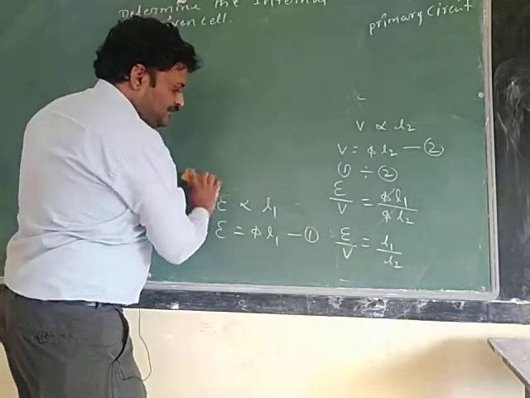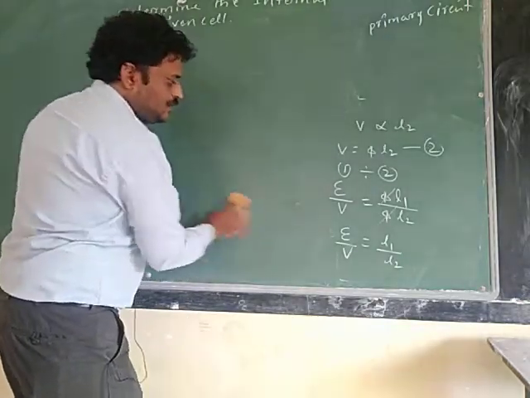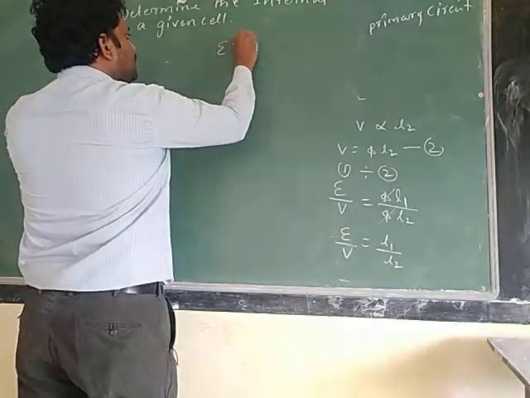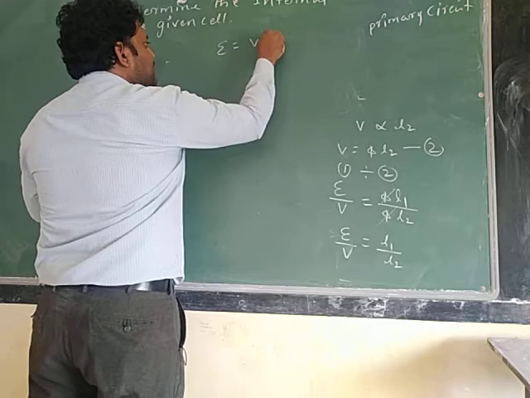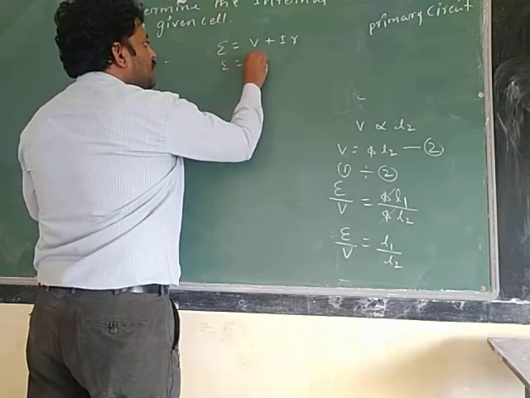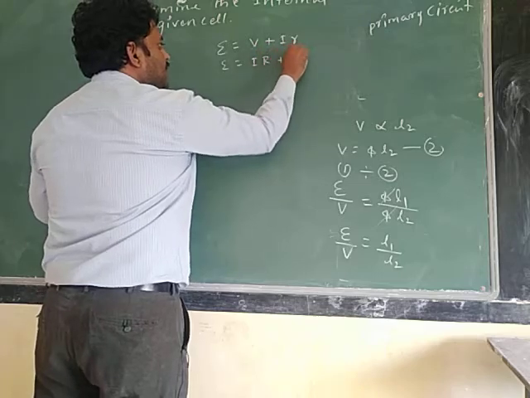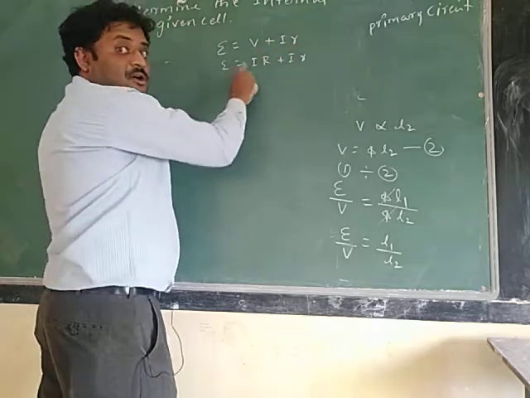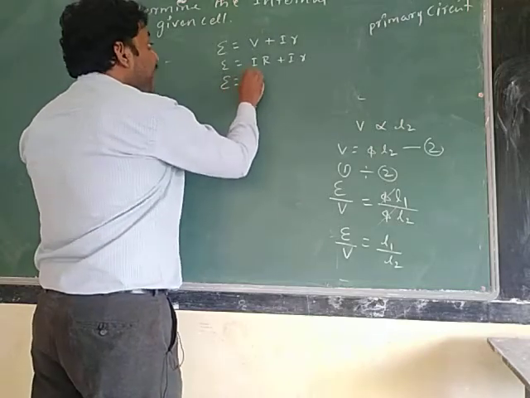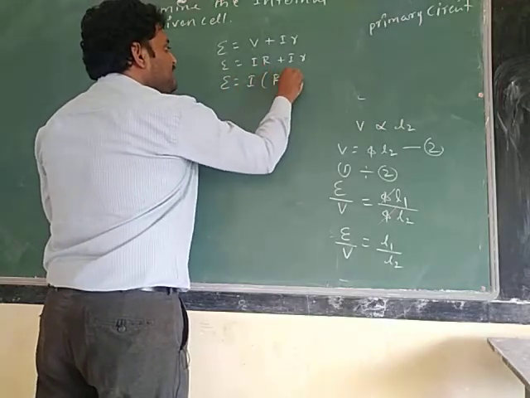So now, in the further calculation, we know what the EMF is. It is V plus Ir. What is V? V is equal to I into R. So it is I into capital R plus Ir. When you take I as common, the EMF of the cell, E, is equal to I into (R plus r).